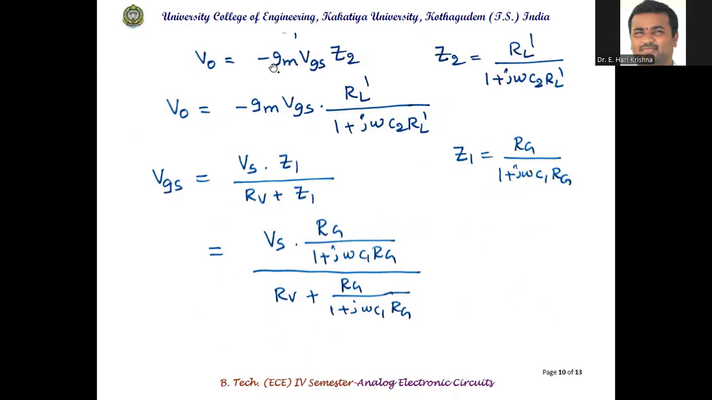V naught is equal to minus gm VGS into Z2. Z2 is the parallel combination, RL dash by 1 plus j omega C2 RL dash. Substituting Z2 in this equation, V naught is equal to minus gm VGS RL dash divided by 1 plus j omega C2 RL dash. Z1 is equal to RG by 1 plus j omega C1 RG.